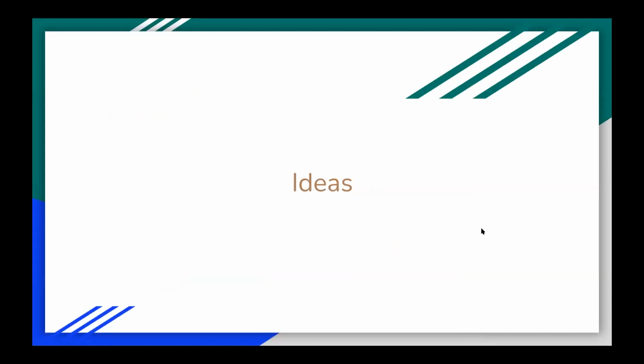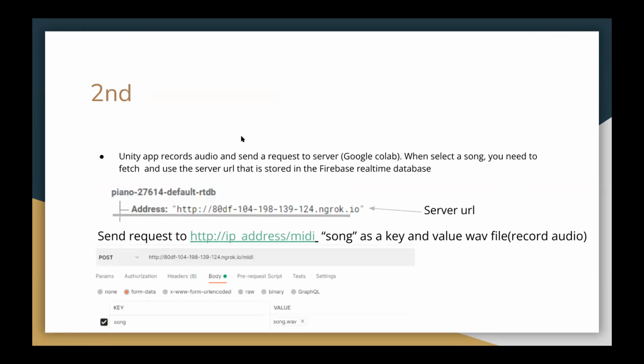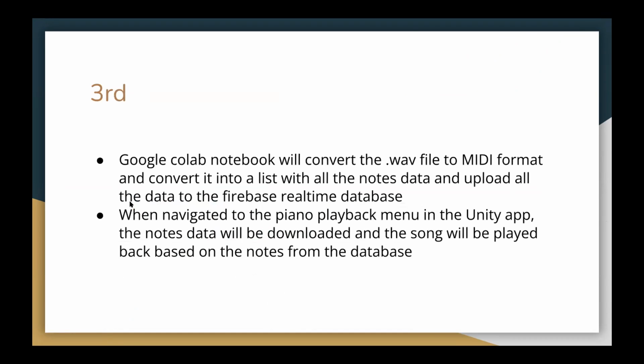Here I have three ideas from making the app and paper. First, the Unity app records audio and uploads a WAV file to storage, and the Google Cloud notebook converts the uploaded file. This was the very first thought. Second, try to send the link of the song and evaluate the WAV file to record audio. Third, just like the final version.